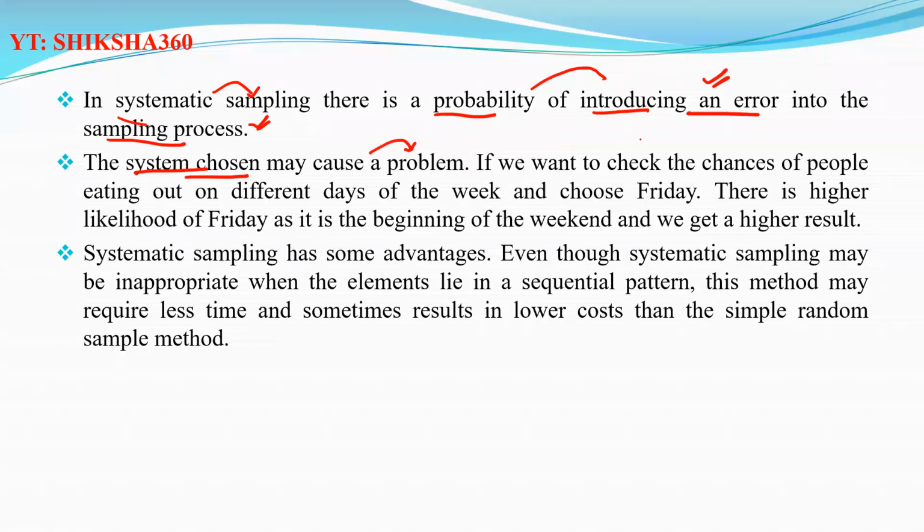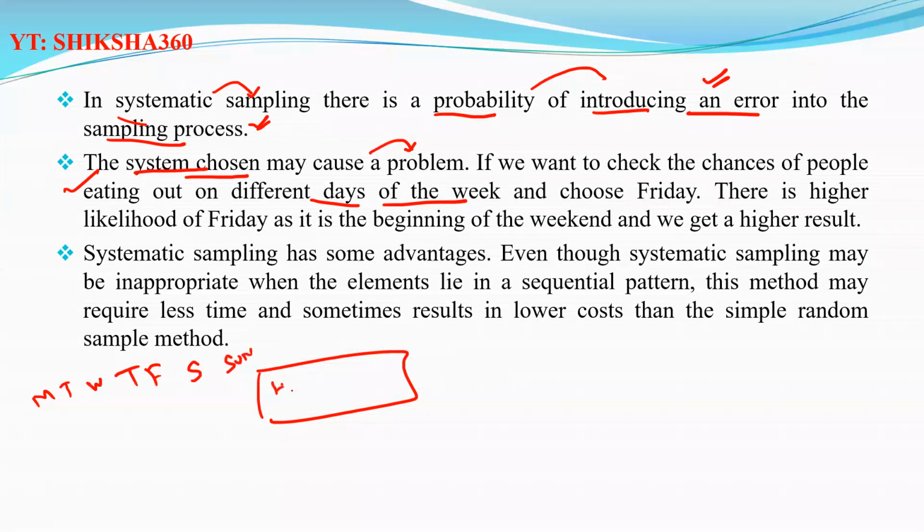Suppose we want to check the chances of people eating out on different days of the week: Monday, Tuesday, Wednesday, Thursday, Friday, Saturday, Sunday. This is a hotel. If we want to check the chances of people eating out on different days of the week, and we choose Friday, here we will see the following.